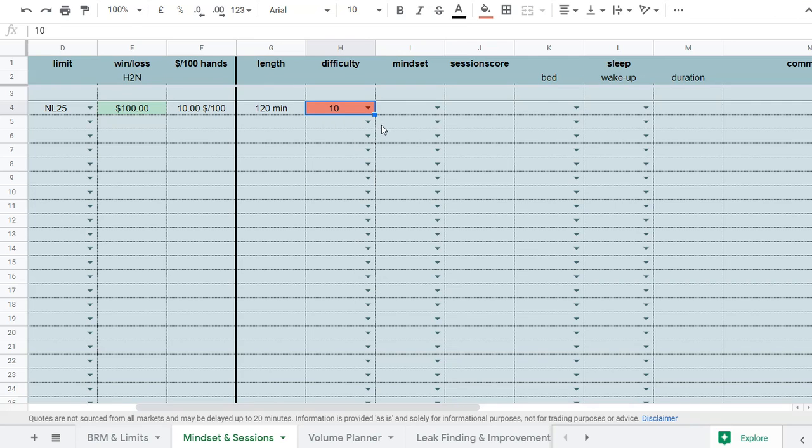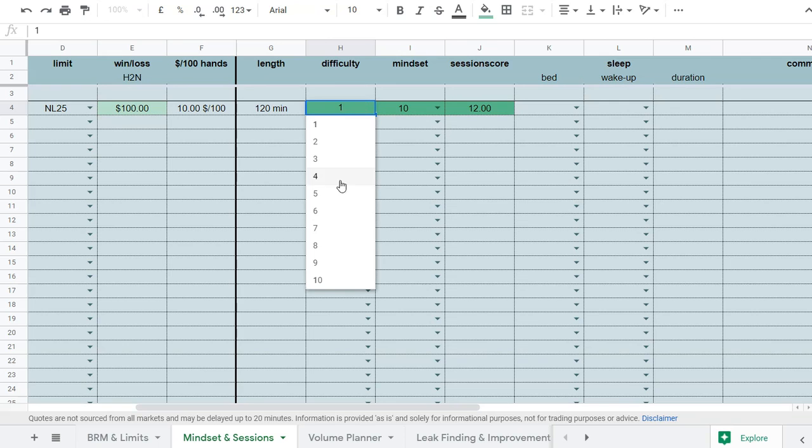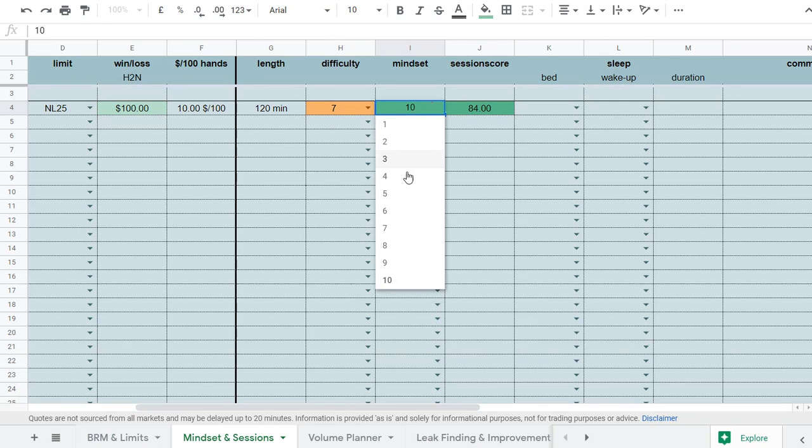Now the reason why it's important to assign a difficulty rating is that once we get onto the mindset score, the mindset score being another score between 1 and 10, where 1 was our mindset was pretty terrible, and 10 being our mindset was perfect, it's really important that we don't analyze that mindset score in a vacuum. It's not really that difficult to have a mindset score of 10 when the difficulty rating of the session was 1. Whereas if the difficulty rating of the session was 7, then it might actually be a good achievement to have a mindset of 8.